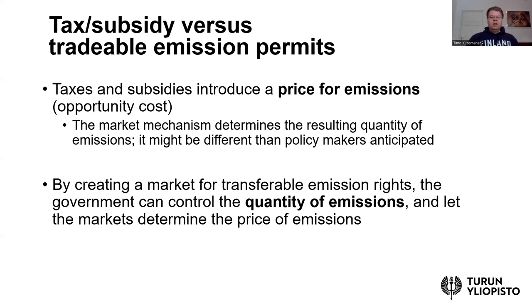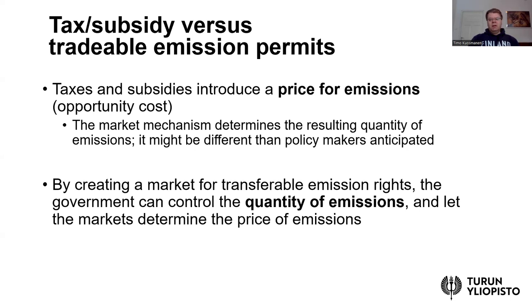So let's first start by a brief comparison of how the tax and subsidy policy that we discussed in the previous video lesson differs from a tradable emission permit system. The idea with the emissions tax or subsidy is to introduce a price for the emissions that will incentivize the polluters to either abate emissions or perhaps decrease production also. So in other words, with taxes and subsidies, the government policymaker sets the price for the pollution, and then the market mechanism will determine the quantity of abatement.